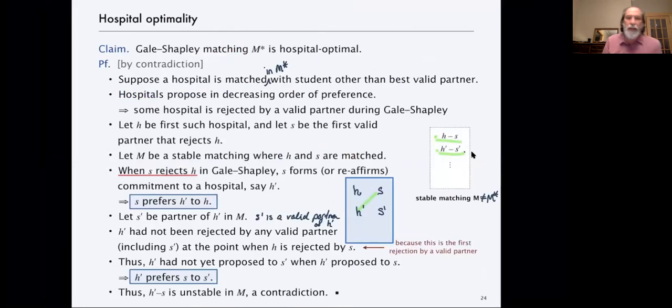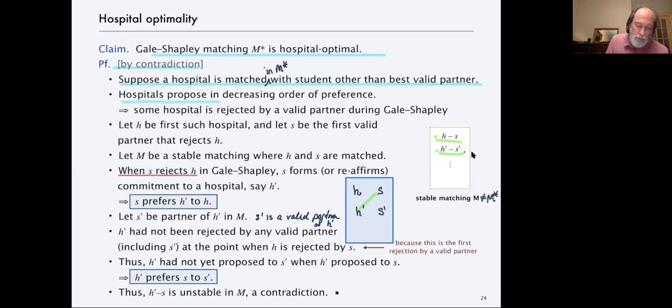So how are we going to see that? Well, we'll do a proof by contradiction. We want to show that the Gale-Shapley matching, call it M star, is hospital optimal. So suppose there's a hospital that, in the output the Gale-Shapley algorithm gives, is not matched with their best valid partner. It's matched with some other student.